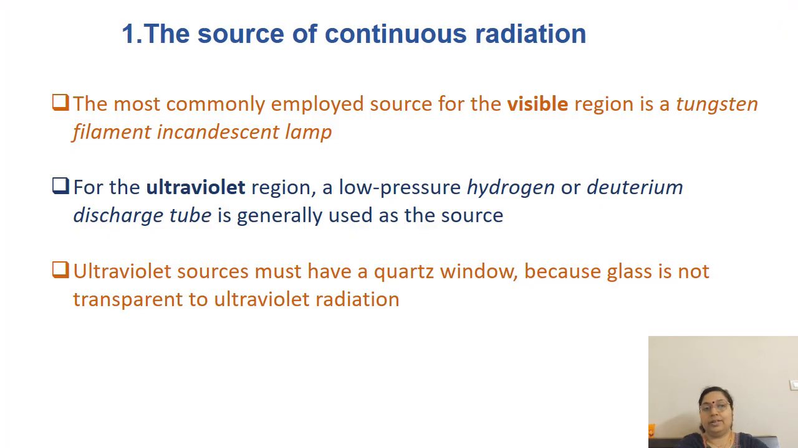Now we can see the source of continuous radiation. For the visible region, commonly a tungsten filament incandescent lamp is used, and for the ultraviolet region, a low pressure hydrogen or deuterium discharge tube is generally used. And for an ultraviolet source, there must be a quartz window because quartz is transparent to UV, but at the same time glass will absorb the UV region.